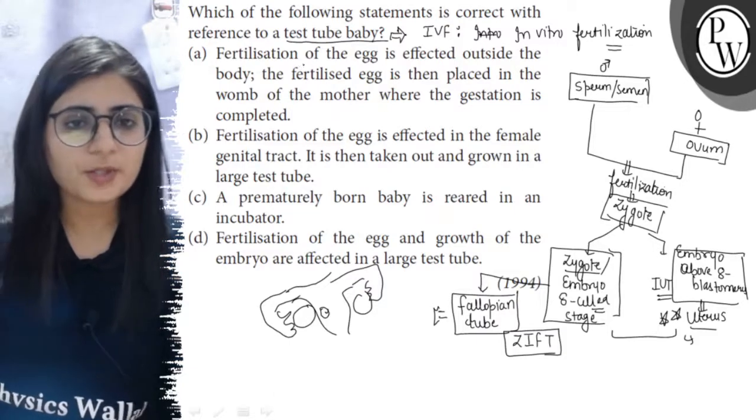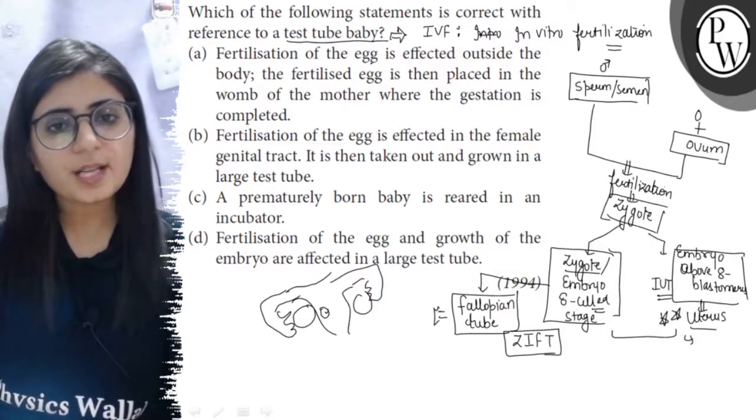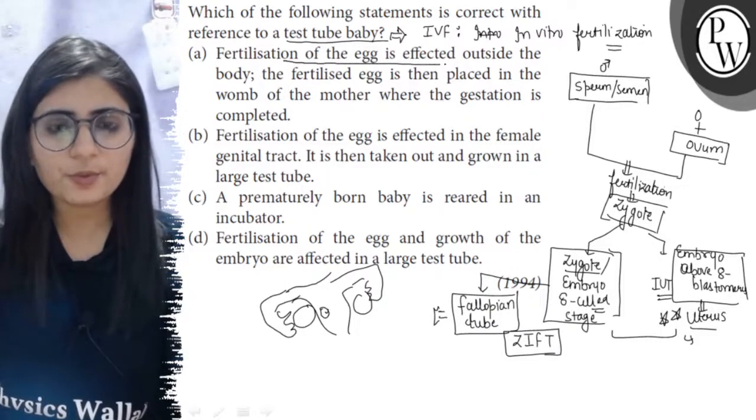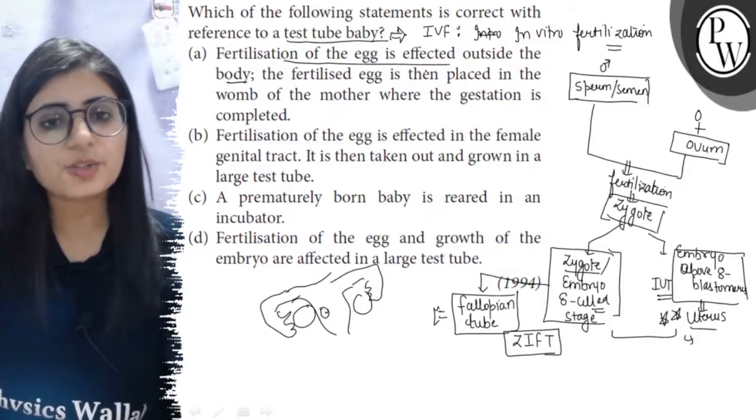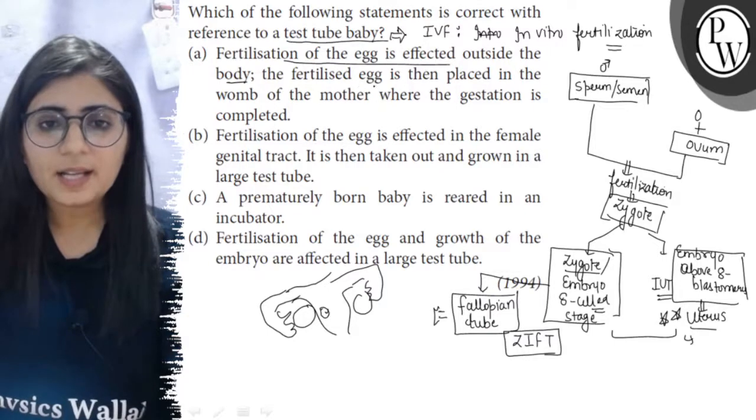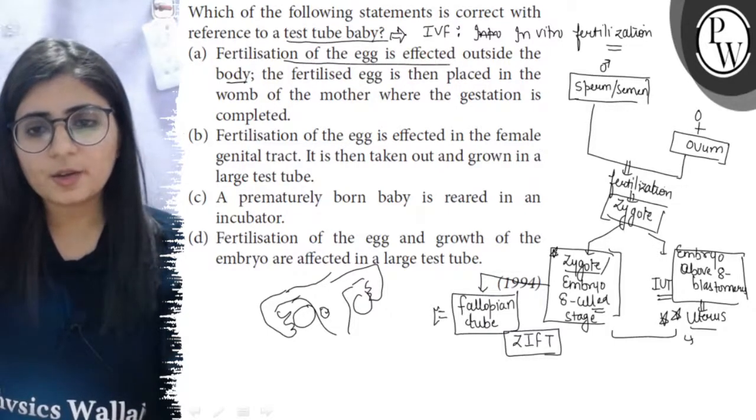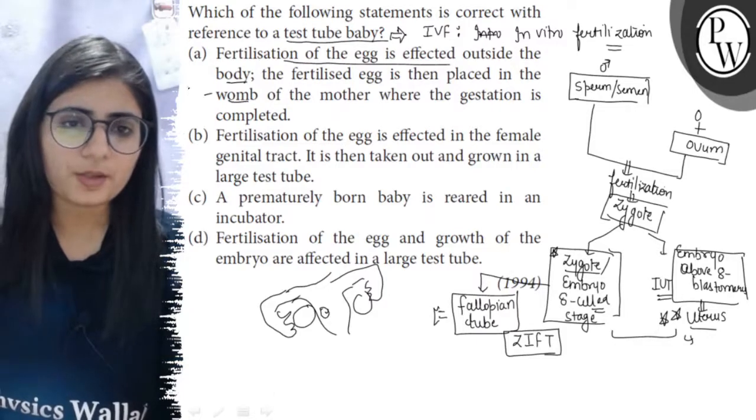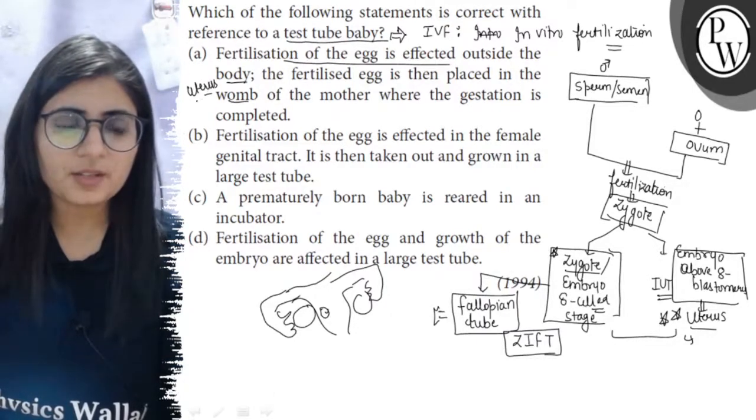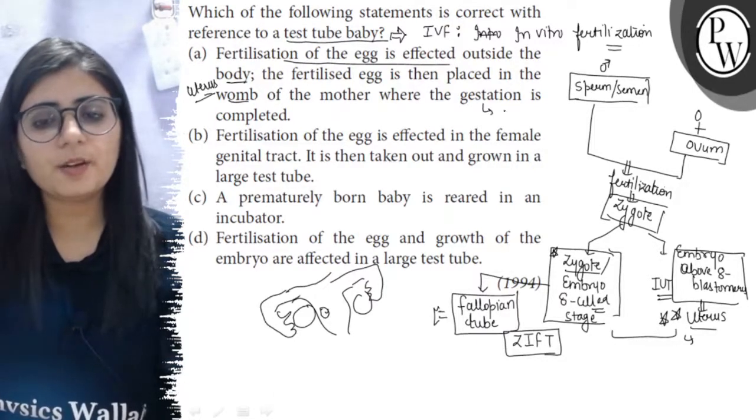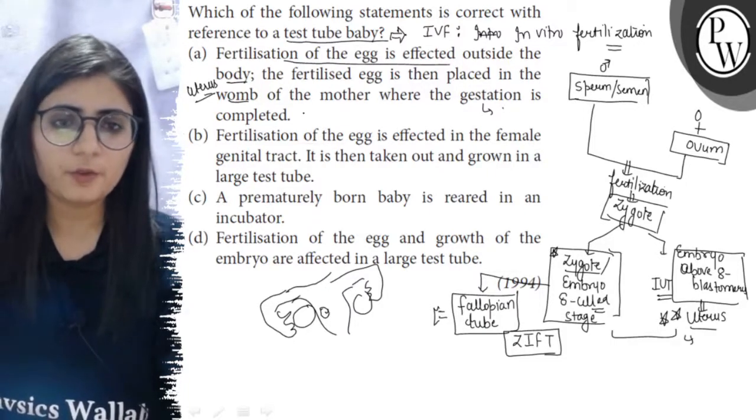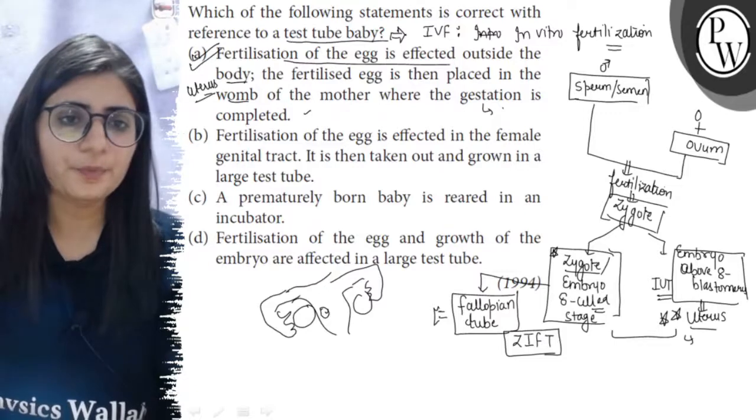So let's see the options now. So first is fertilization of the egg is effected outside the body. So this is true because egg is fertilized outside the body. And the fertilized egg is zygote or embryo. It is then placed in the womb. Womb means uterus of the mother, where gestation means the period of pregnancy. The entire sequence of process will occur in the womb of female. So this one is very true.